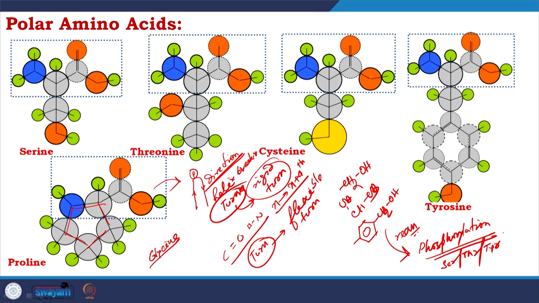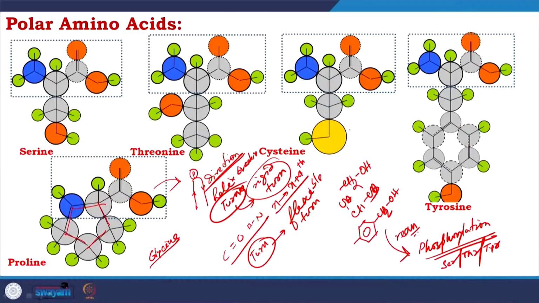Cysteine sulfur group is not crowded and it could form disulfide bond in oxidizing condition, and in reduced condition it makes SH. So, because of the presence of disulfide bond, there are many motifs developed. We will discuss those in a later section.